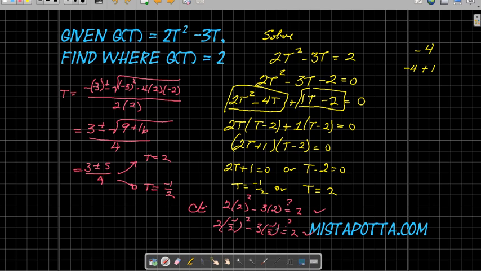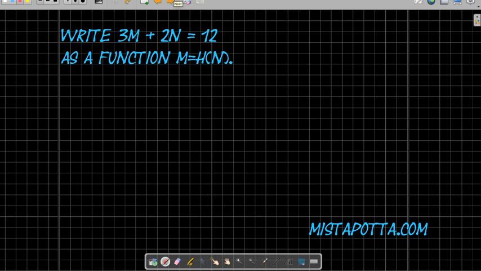So I can check my answers to make sure that they do satisfy the original expression we were trying to solve. So that's another thing that we can do. I can also take an algebraic expression, an equation, and solve for one variable in terms of the other.